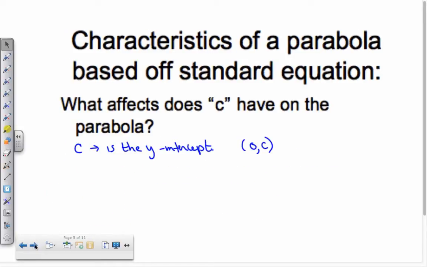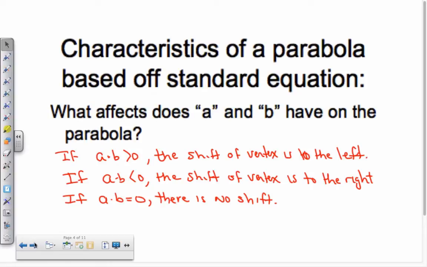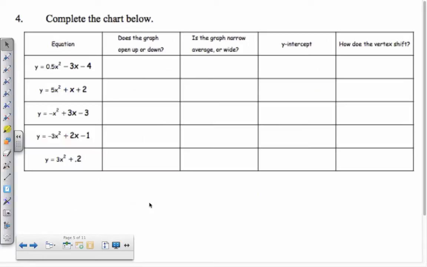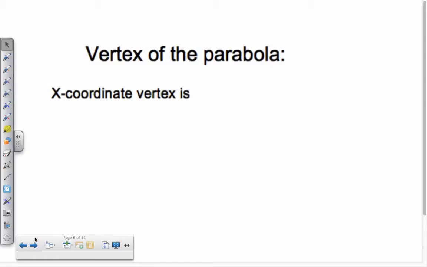So the effects of C, which is your y-intercept, and the effect of A and B have on that graph, and that is where you're going to have that shift of that vertex graph. Number 4 that we saw in that mini investigation. So tonight, this video is just to talk about another way of graphing, getting the points that you need to graph it.